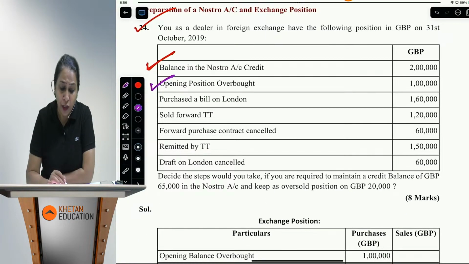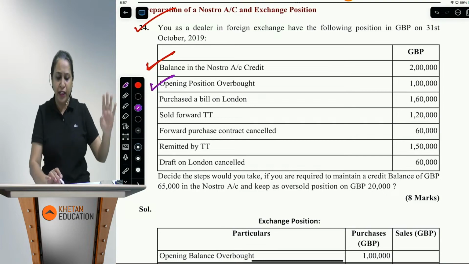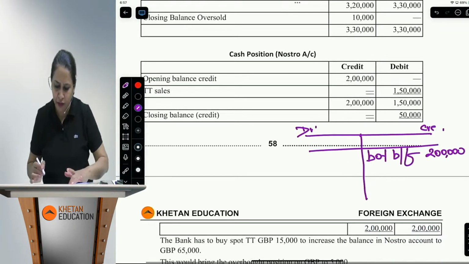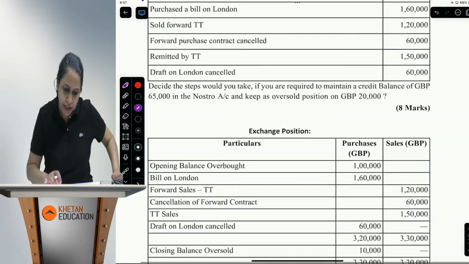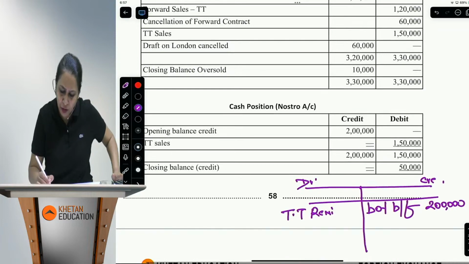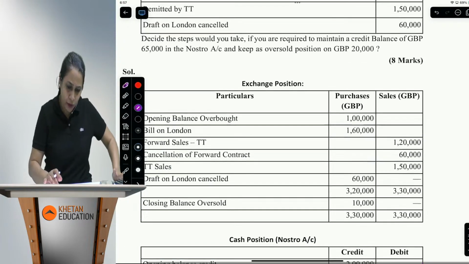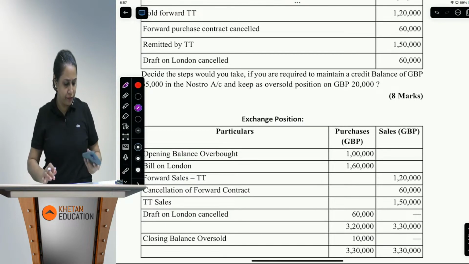Okay. Forward purchase contract cancelled. I don't bother because I did not take an entry only. Remitted by TT. TT remittance. TT sale 1,50,000. Can I say right here debit? TT remittance, how much is that? TT remittance will be $1,50,000, just for the sake of mentioning it.